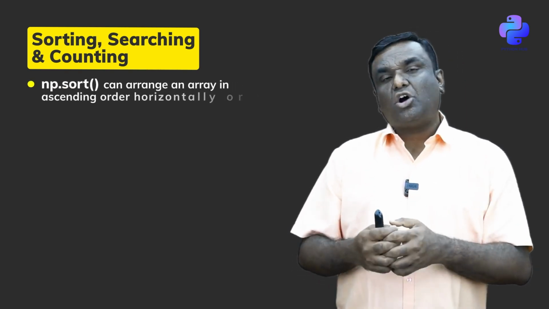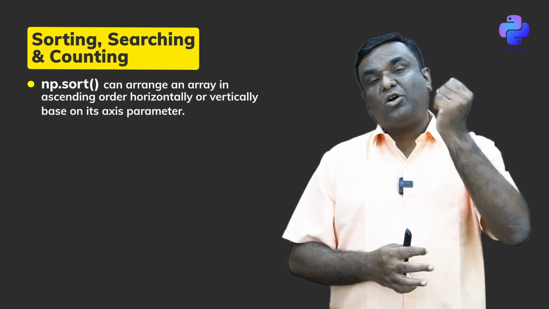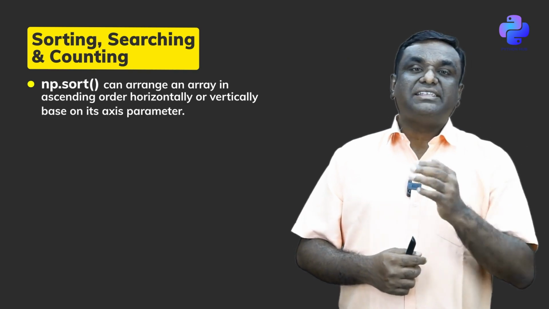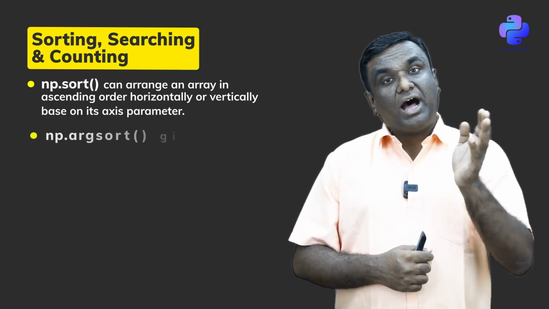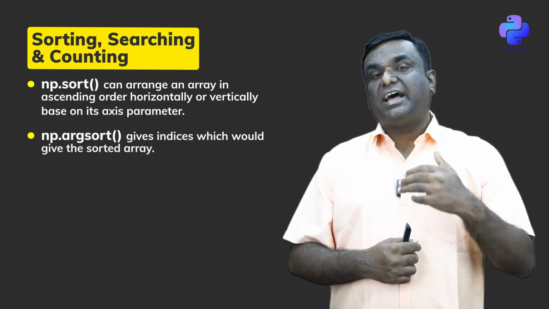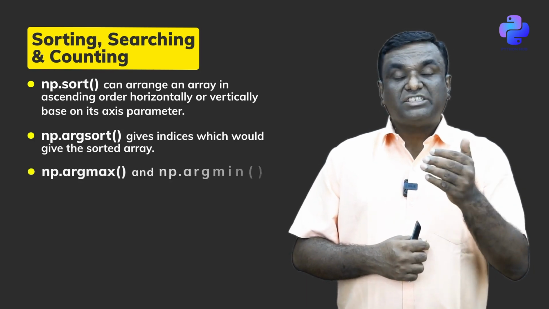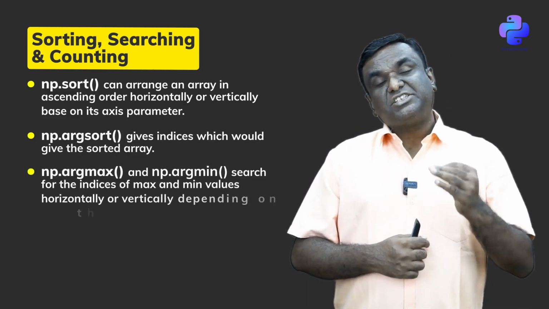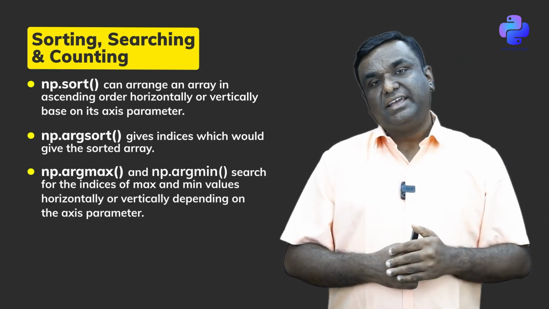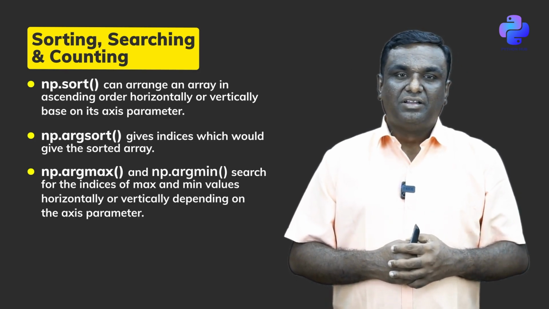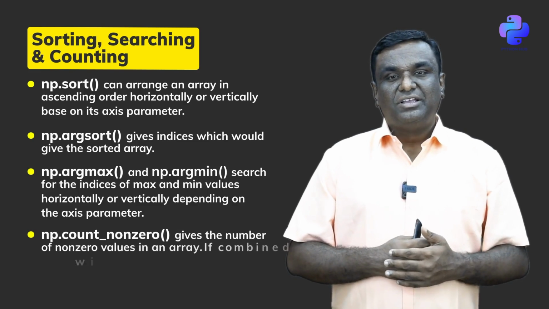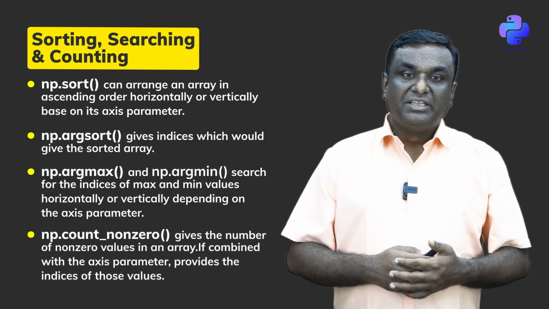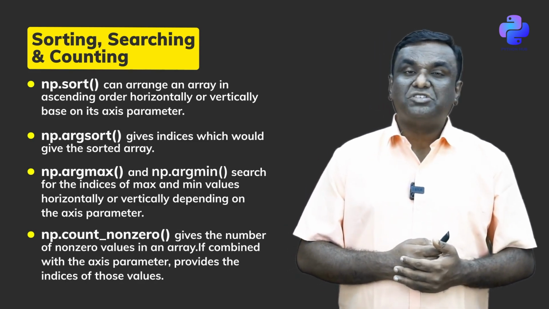In the same way, you can sort, search, and even count the number of elements in an array. How do we do that with the NumPy library? You have the sort function. If you use np.sort, you can arrange an array in ascending order, horizontally or vertically, based on its axis parameter. If you use np.argsort, it gives the indices which would give a sorted array. np.argmax or argmin, when you use it, will search for the indices of max and min values horizontally or vertically, depending on the axis parameter that you have chosen. And np.count_nonzero gives the number of non-zero values in an array. If combined with the axis parameter, it can also provide the indices of those values.